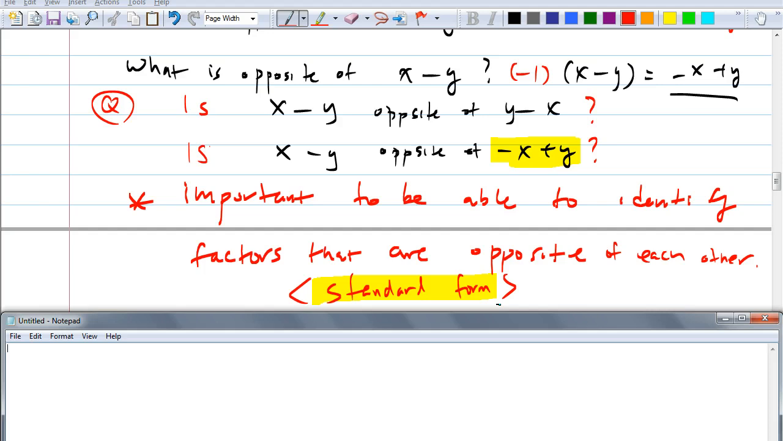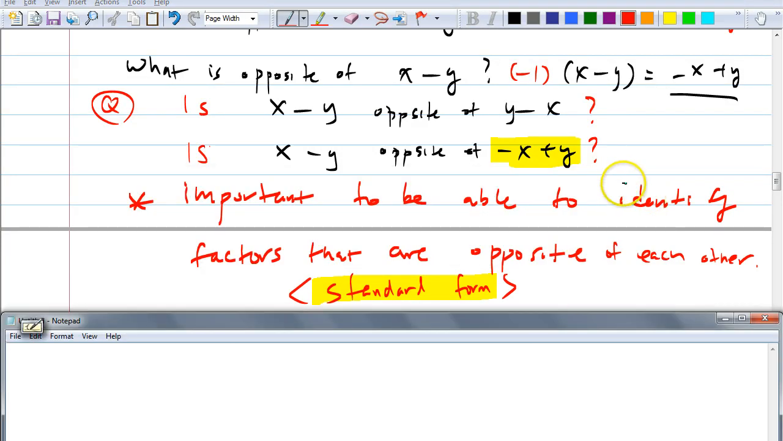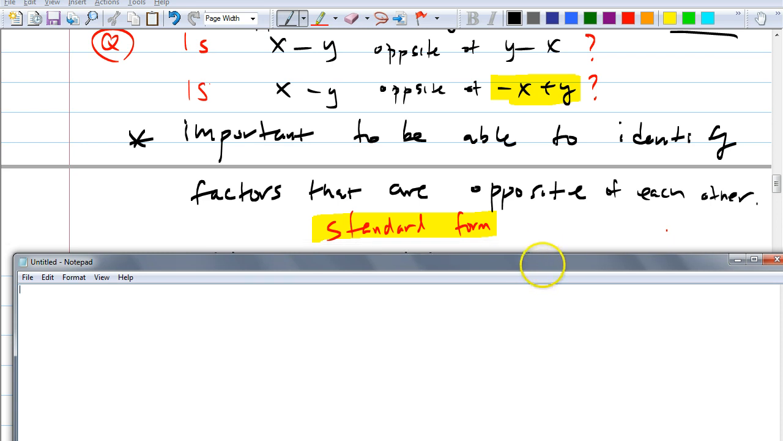What does it say after the two? To be able to identify. So you need to write things in standard form, guys. That's going to be really helpful. Does this make sense? And you'll see why. You may say, why are we doing all this? Okay, fine. So let's look at this now.